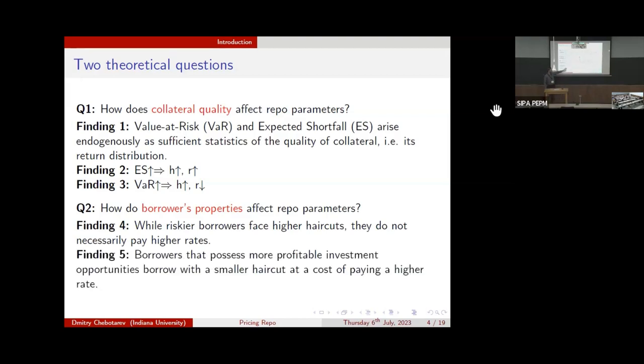But what I can say more clearly is that the borrower who has a more profitable investment opportunity is willing to borrow more and is willing to pay for it more. So when I have a more profitable investment opportunity, I will try to get more money to invest and then find the pay every time, which drives the interchangeability between the haircut and the rate.